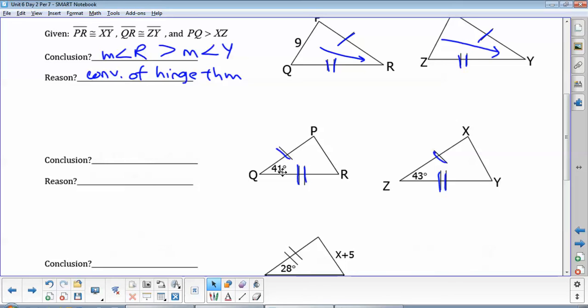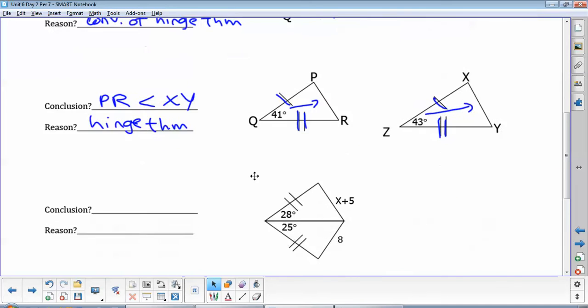41 degrees is smaller than 43 degrees, so I can make a conclusion about the sides they're opposite. 41 degrees is opposite PR, and 43 degrees is opposite XY. Since 41 degrees is smaller than 43 degrees, the distance between P and R must be smaller than the distance between X and Y. So that's my conclusion. And this one is the hinge theorem, since I know the angles. Again, I'm not really that concerned about the reason. I'm more concerned with whether you can come up with a correct conclusion.